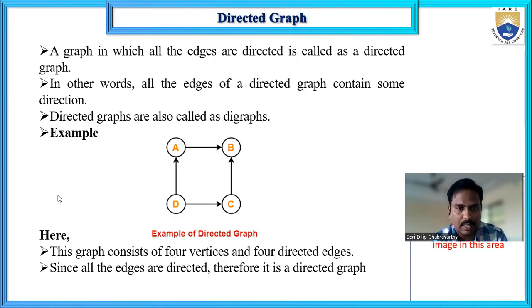Observe this diagram. Here we have directed edges. It is moving from A to B. Here it is moving from C to B, D to C, and D to A. So this graph consists of 4 vertices and 4 directed edges. Since all the edges are directed, it is a directed graph.